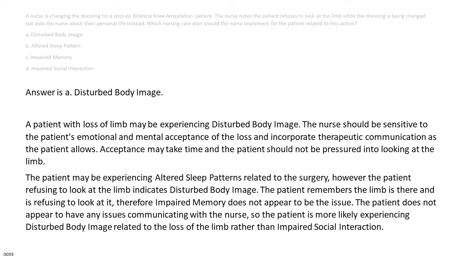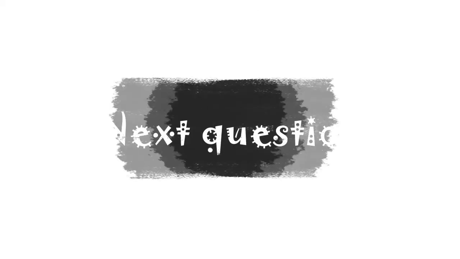The patient may be experiencing altered sleep patterns related to the surgery, however the patient refusing to look at the limb indicates disturbed body image. The patient remembers the limb is there and is refusing to look at it, therefore impaired memory does not appear to be the issue. The patient does not appear to have any issues communicating with the nurse, so the patient is more likely experiencing disturbed body image related to the loss of the limb rather than impaired social interaction.